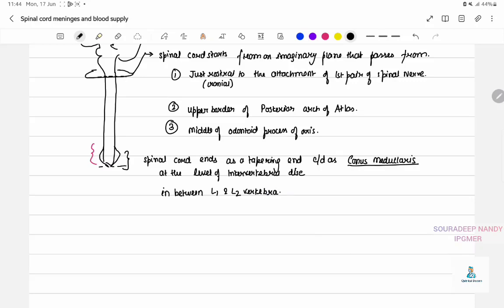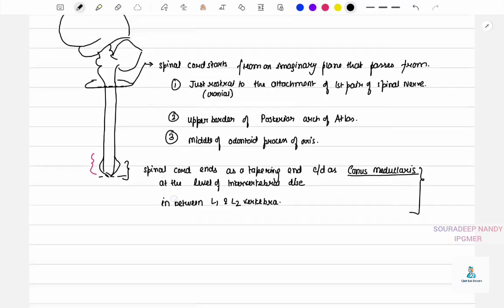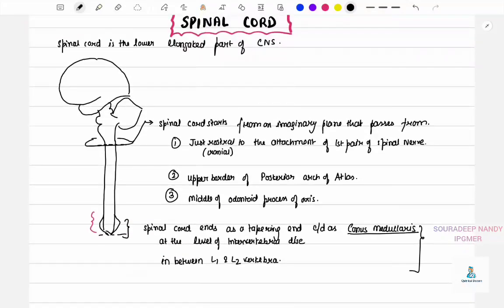Most of you will say that the spinal cord ends at the lower border of L1 vertebra. That is somewhat like a layman's term, but anatomically you must say that it ends as a tapering end called the conus medullaris at the level of the intervertebral disc in between L1 and L2 vertebra. Okay, so this is the gross morphology of the spinal cord.